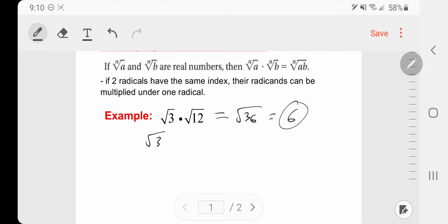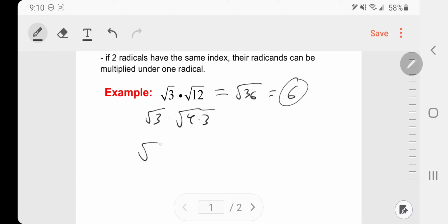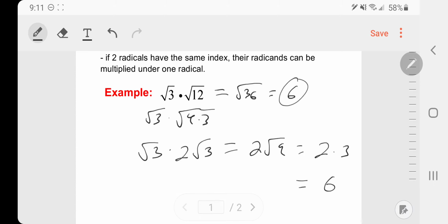All right, so the square root of 3 cannot be simplified. The square root of 12 you can break into 4 and 3. Square root of 3 times 2 square root of 3. Okay, so we get 2, and then square root of 3 times the square root of 3 is the square root of 9, which is 3, so 2 times 3 is 6.